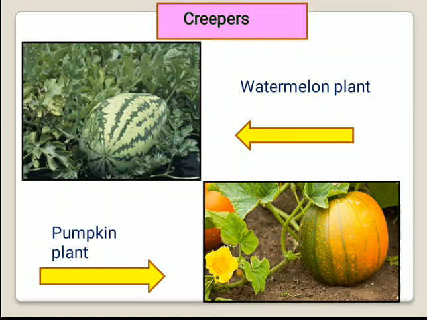See this picture. This is the plant of pumpkin and watermelon. Children, you observe one thing in this picture. Both plants grow along the ground. So the plants which grow along the ground are called creepers.